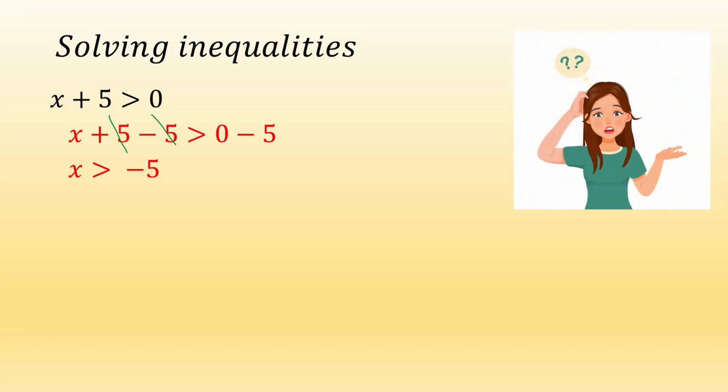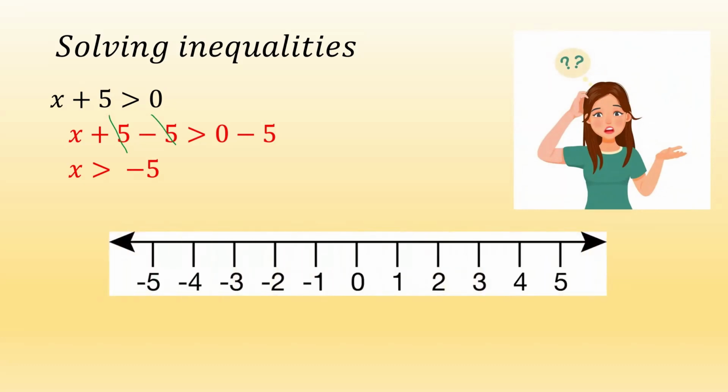How are we going to show it on the number line? You put the number line, starting from minus 5, and then it must go toward the right side because all the values are greater. But here we don't color the circle. Why? There is no equal sign; it's just a greater than sign. I hope you got it.